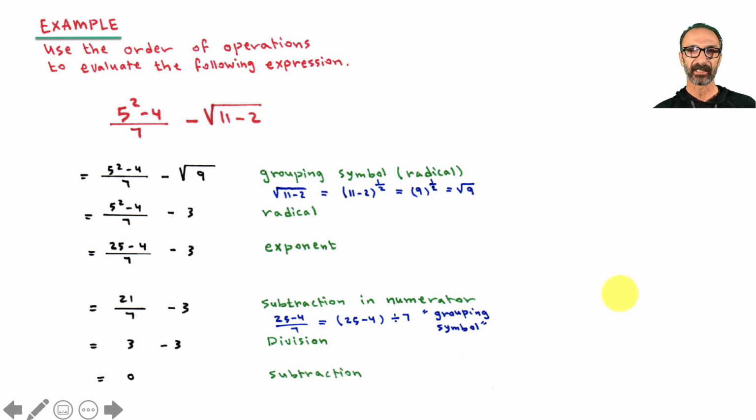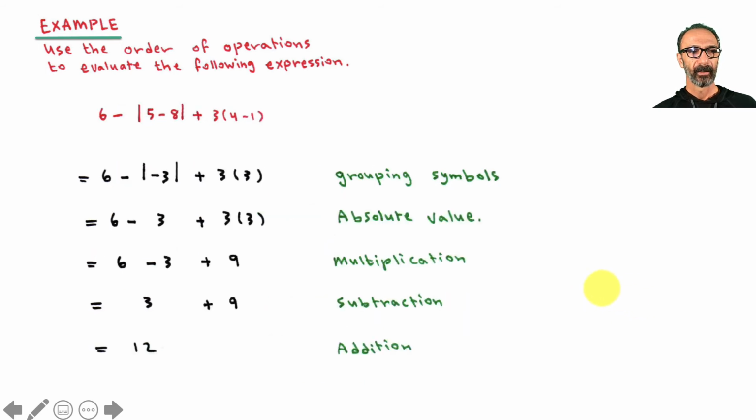Here's another example. This is absolute value, which is like a grouping symbol, like a square root, packaged together. And I have a multiplication with a grouping symbol right here. So if you take care of this first, that's a 3, as you can see. 5 minus 8 is -3, so I'm working inside. Here's another hint. Every time you have grouping symbols, work from inside out. That's how it works. So that's a -3.